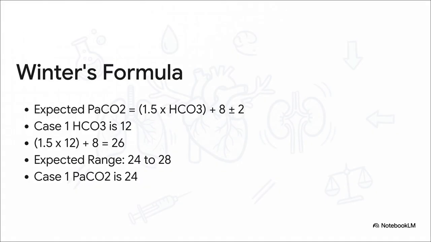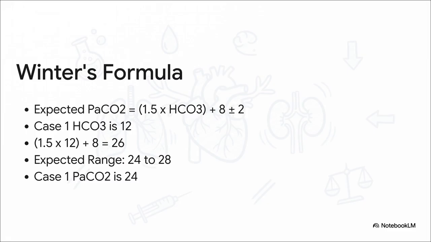And this is where Winter's formula comes in beautifully for case 1. This brings us to step 4, checking compensation. The formula expects PaCO2 to equal 1.5 times the bicarb plus 8, with a little wiggle room of plus or minus 2. Doing the math on his bicarb of 12, we'd expect his lungs to blow down the CO2 to somewhere between 24 and 28. And look at his actual CO2, it's exactly 24. The math proves the respiratory system is fully compensating.